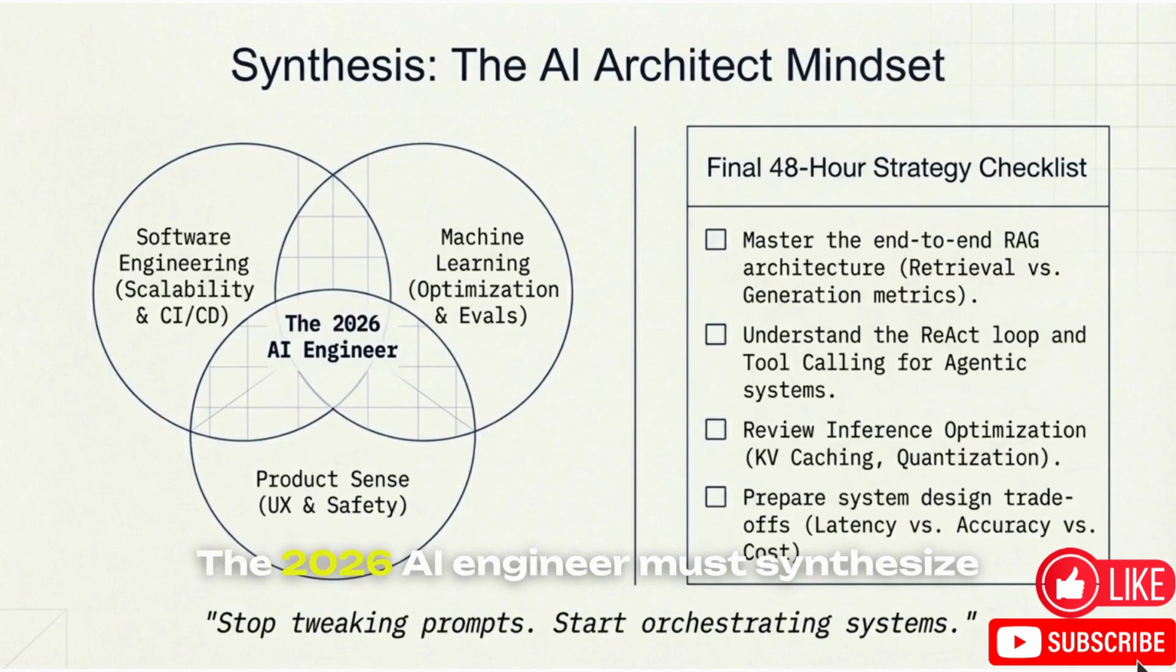The 2026 AI engineer must synthesize skills in software engineering, machine learning, and product sense. The final strategy checklist includes mastering RAG architecture, understanding agentic tool calling, reviewing inference optimization, and preparing system design trade-offs.